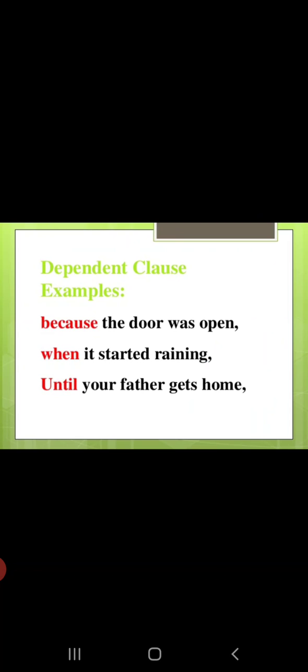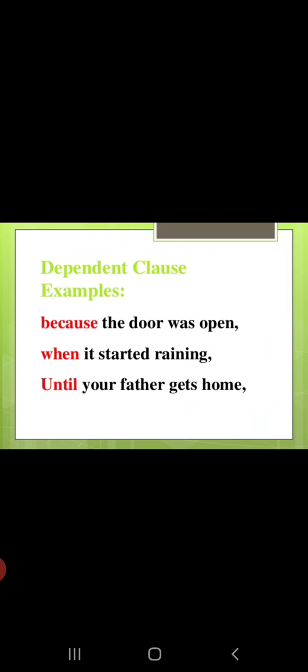Guys, when a subordinate clause starts a sentence, it is separated from the main clause by a comma. But when a subordinate clause comes after the main clause, there is no need for a comma. You can see the examples.